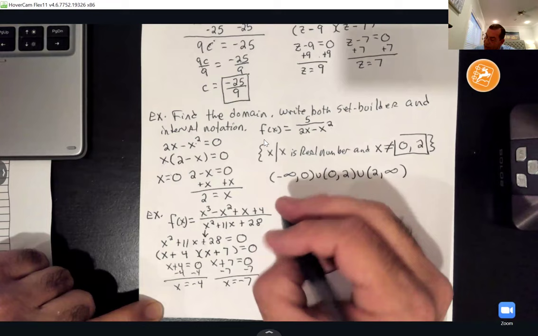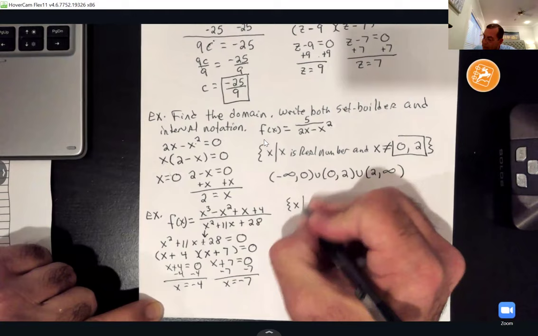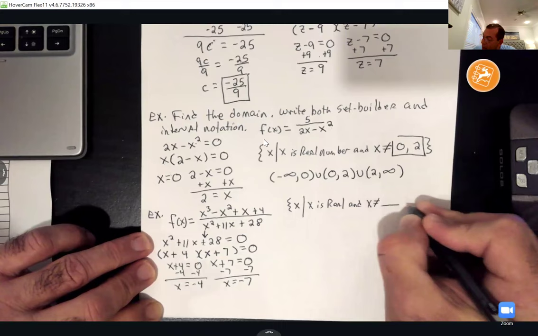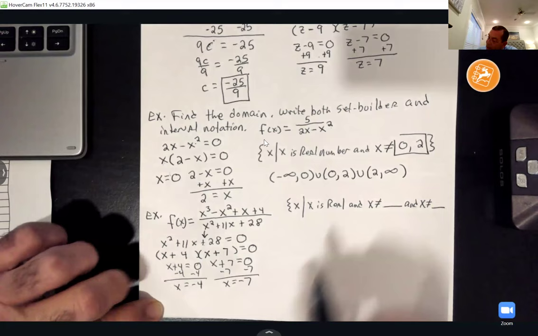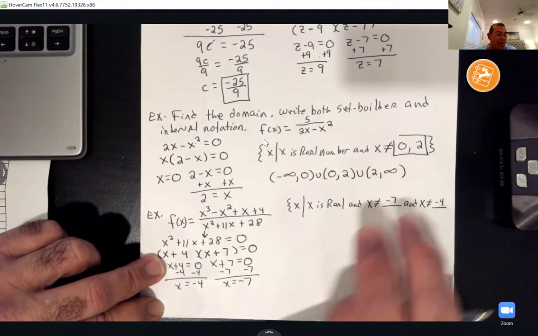All right, so this one, now they want you to use ascending order, so you've got to go left to right on this. So you would have x such that x is a real number and x cannot equal blank and x cannot equal blank. So this one, they've got to be put in the right order. So going left to right, you're going to hit the negative 7 first and then the negative 4. So watch out for that. And if you put negative 4, negative 7, it'll mark it wrong because they want them in ascending order.